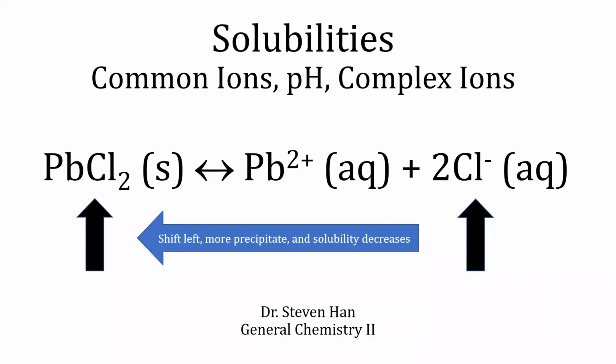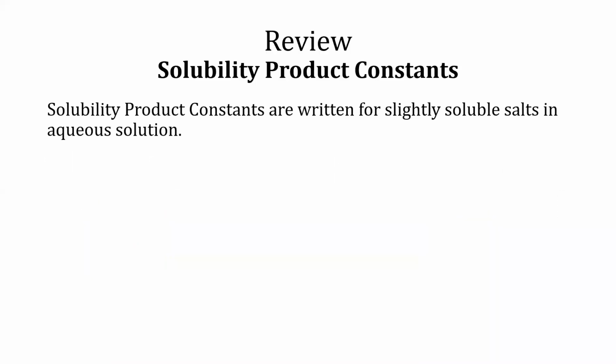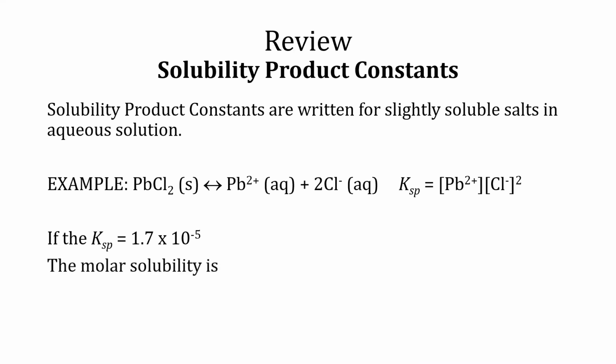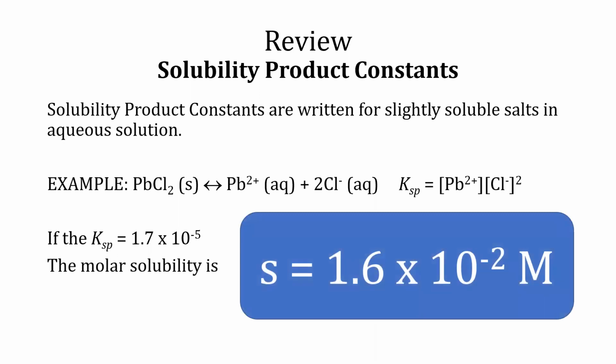This lecture is on solubilities. Solubility product constants are written for slightly soluble salts in aqueous solution. The Ksp expression for PbCl2 is the product of lead-2 ion concentration and chloride ion concentration squared. If the solubility product constant value is 1.7 times 10 to the minus 5, the molar solubility is 1.6 times 10 to the minus 2 molar.